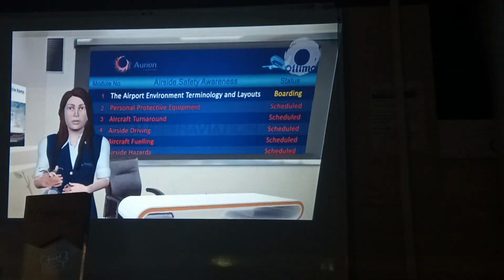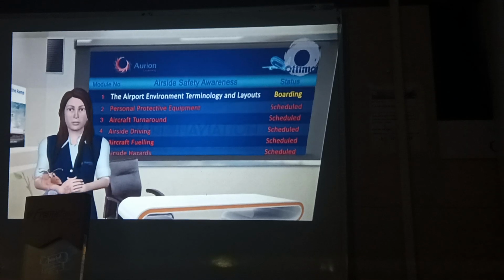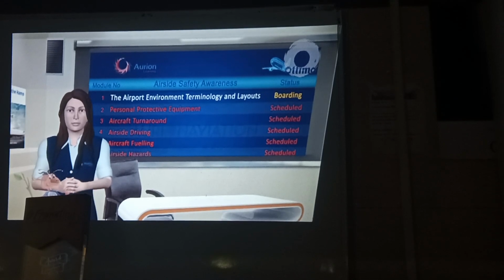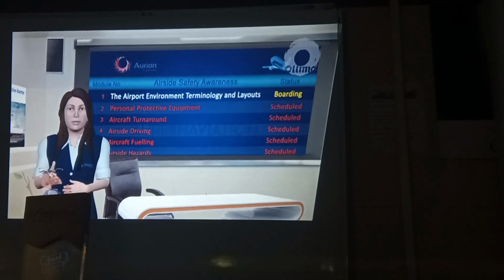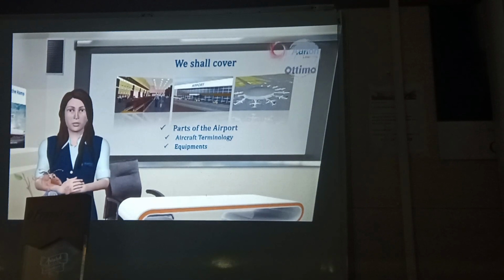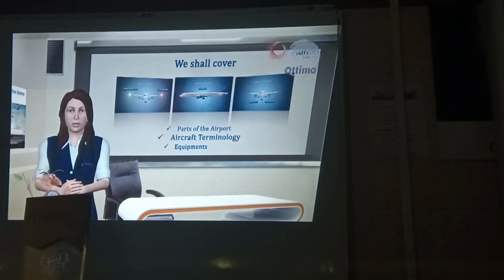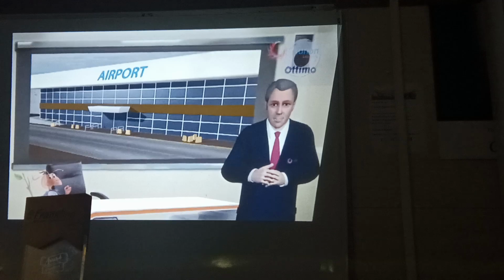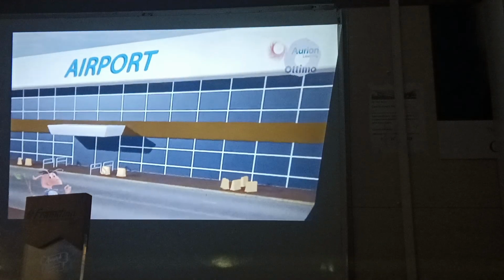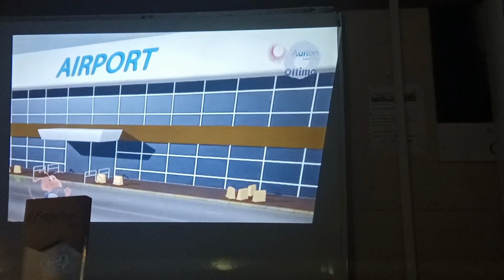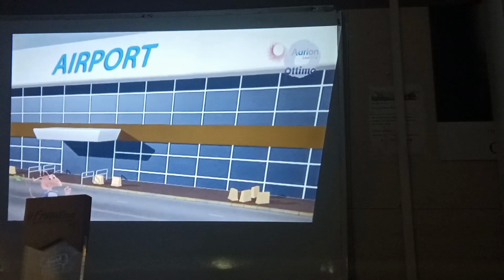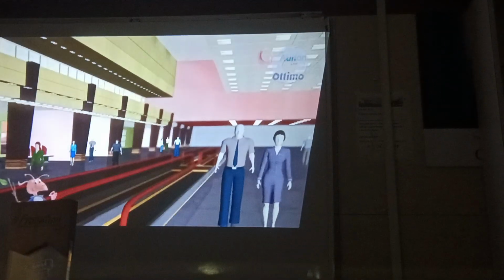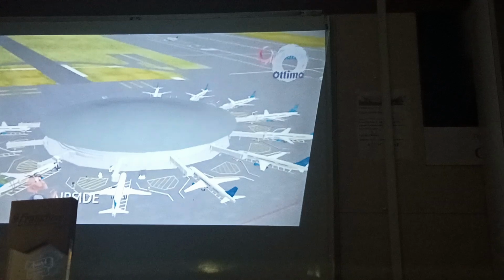Let us now begin with Module 1, the airport environment, terminology and layouts. In this module, we shall cover parts of the airport, aircraft terminology, equipments. It is most important that we understand the airport environment. An airport is divided into 3 parts: landside, terminal, airside.